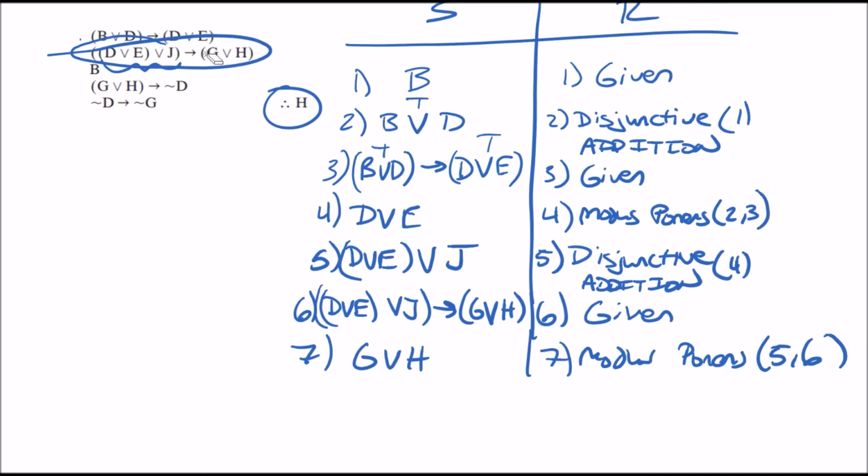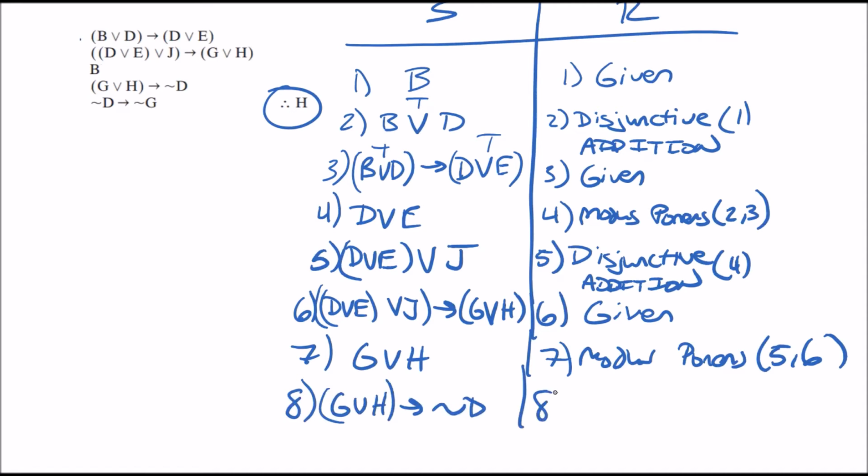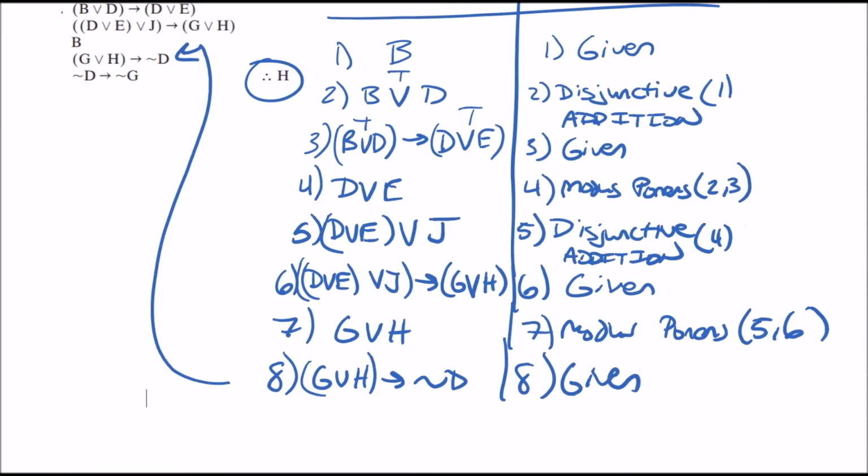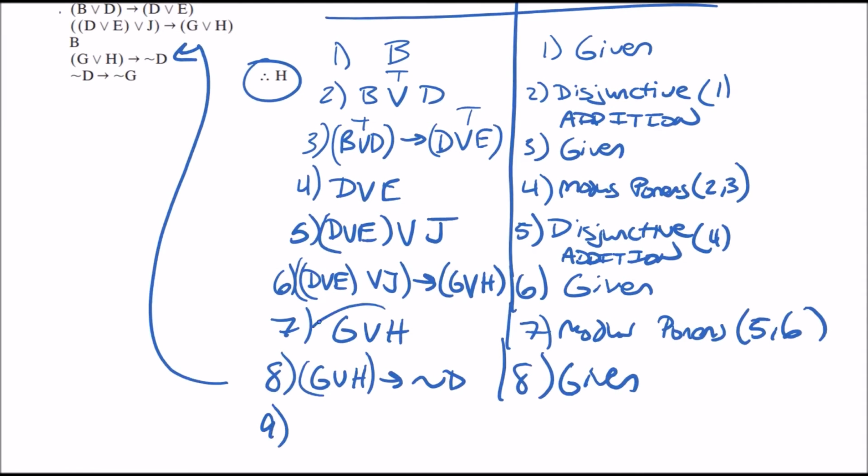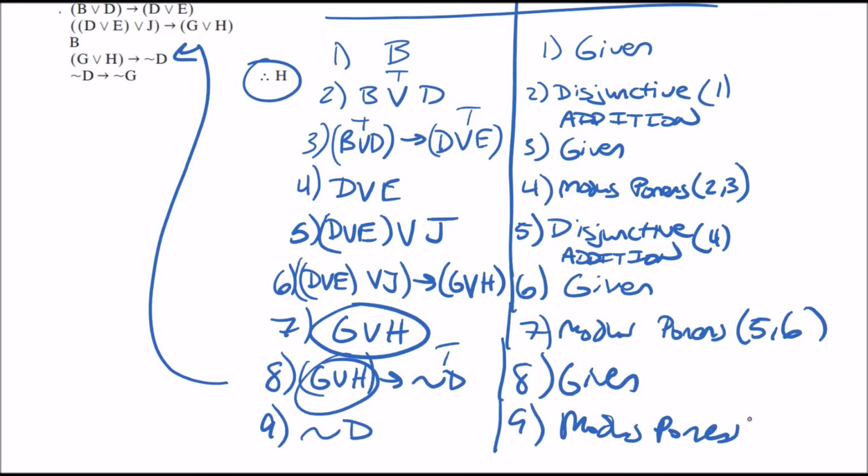Okay, now if we have G or H is true, we could say G or H implies not D. That was a given to us right here. And then number 9 here, again, if G or H is true, and this part's true, which means this part has to be true. So not D is true. Again, law of detachment, or modus ponens. That's from lines 7 and 8.